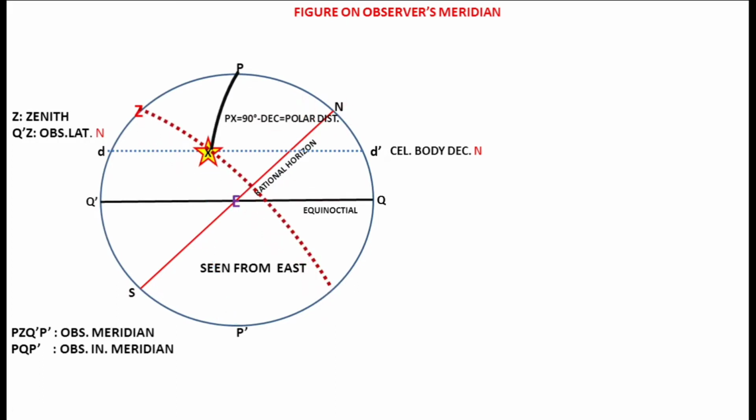Vertical circle through the body. The vertical circle passes through, joining the zenith and the body, and altitude is the arc of the vertical circle. Zenith to rational horizon is 90, so ZX is 90 minus altitude, and we call it the zenith distance, ZD. Pole to equator is 90, pole to zenith, latitude remaining, is 90 minus latitude.